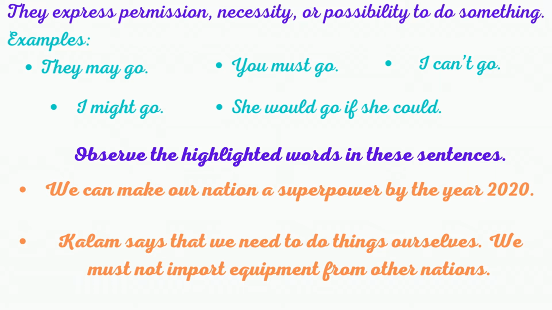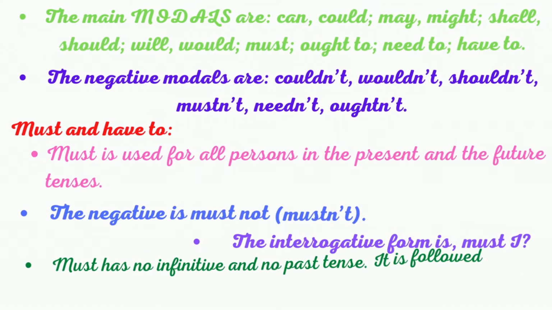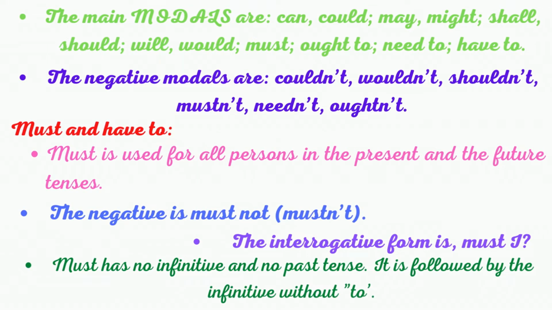We can make our nation a superpower by the year 2020. Kalam says that we need to do things ourselves. We must not import equipment from other nations. The main modals are can, could, may, might, shall, should, will, would, must, ought to, need to, have to. The negative modals are couldn't, wouldn't, shouldn't, mustn't, needn't, oughtn't.